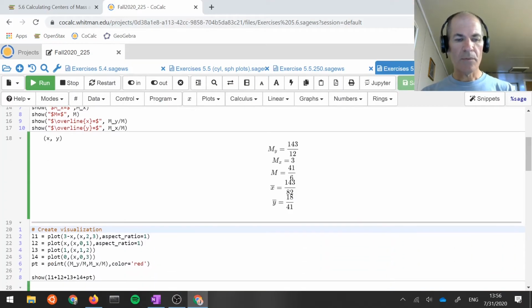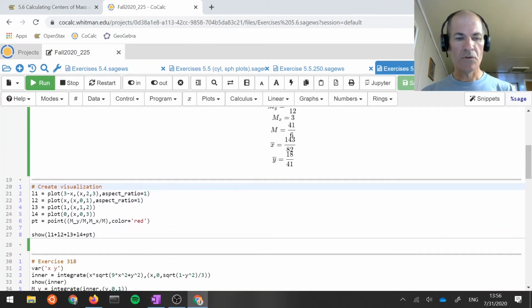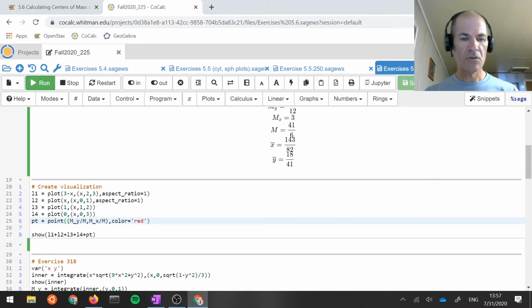The last part of the problem is to create a visualization where we plot the boundaries of the figure in question, this trapezoidal region, and we also plot the point corresponding to x bar, y bar. So let me show you that. Maybe just a bit of a quick Sage tutorial here also. Here we're plotting the function 3 minus x from 2 to 3.